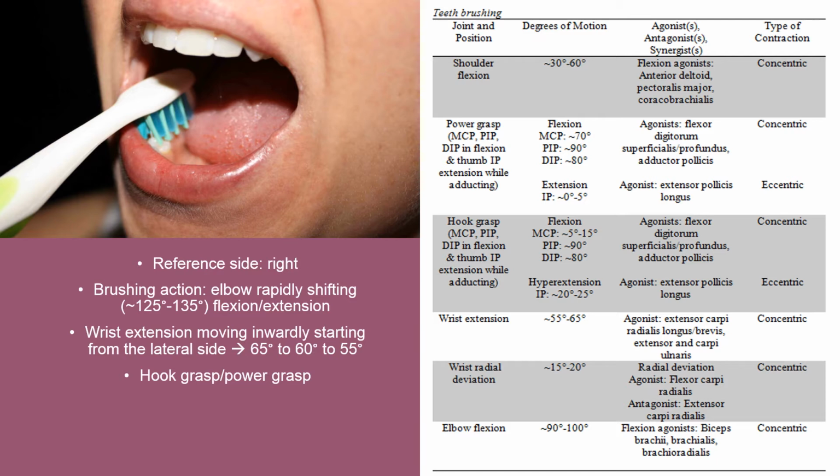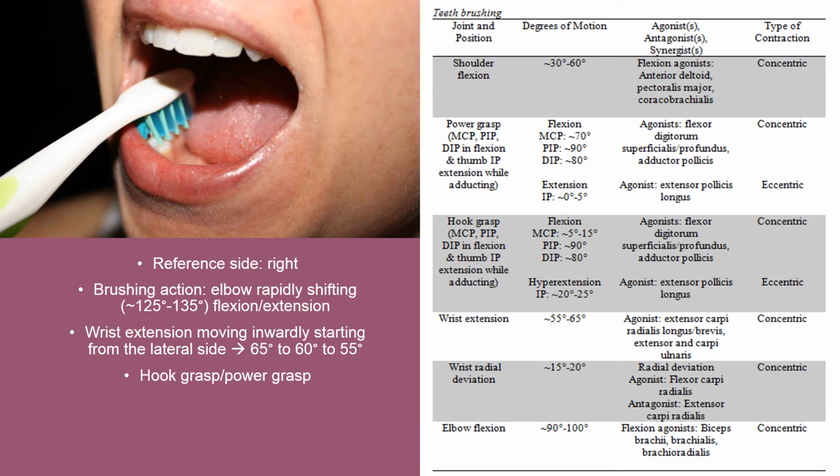So the shoulder would be flexed at about 30 degrees, and because the first 30 degrees are all glenohumeral movement, there is no scapular movement involved. The elbow will be flexed at about 120 degrees, and the wrist will radially deviate about 15 degrees. As the person begins to brush, the elbow will rapidly shift between about 125 to 135 degrees of flexion/extension.